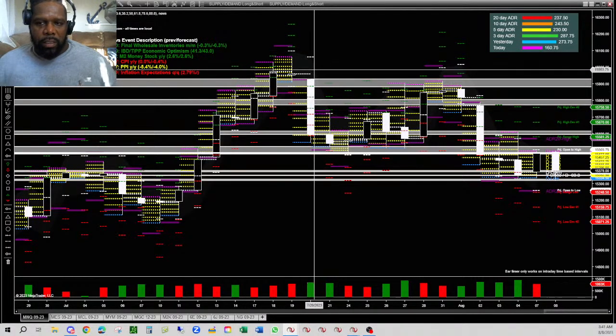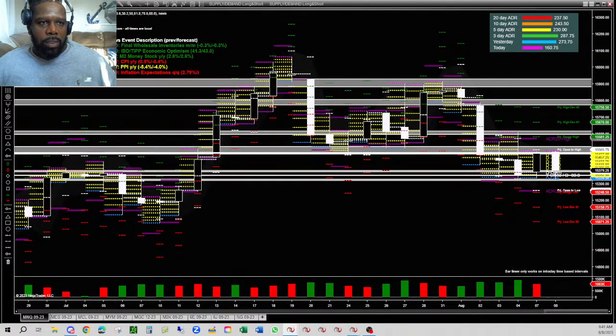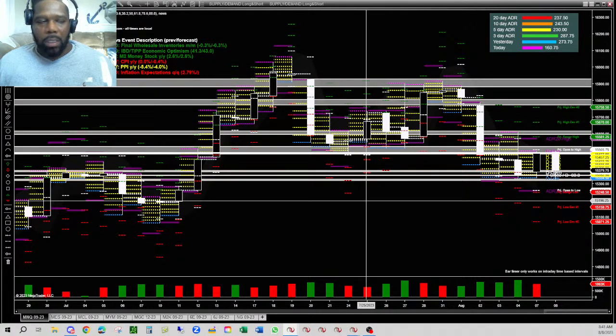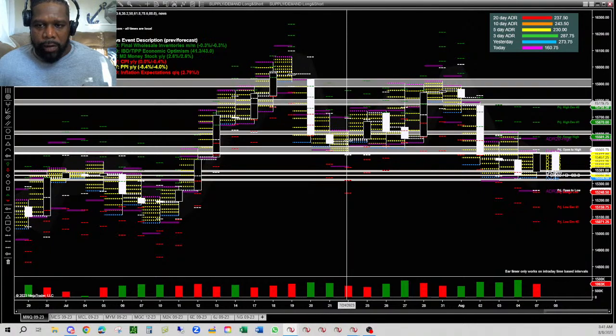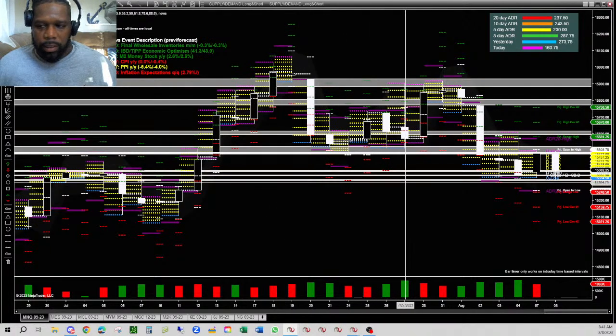So this is my daily chart. I'm on a daily chart for the MNQ. And all these shaded areas that you see here, these are levels of support and resistance.